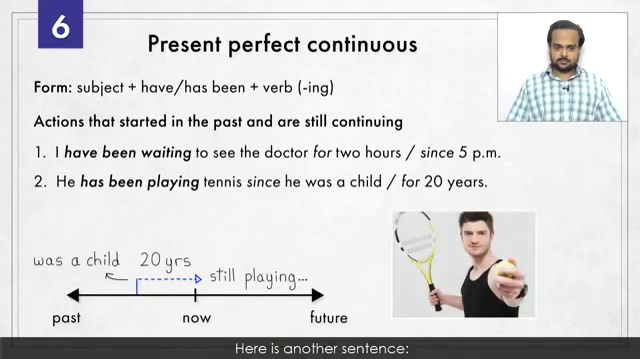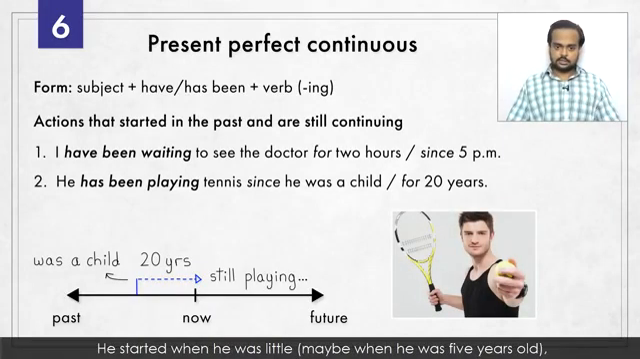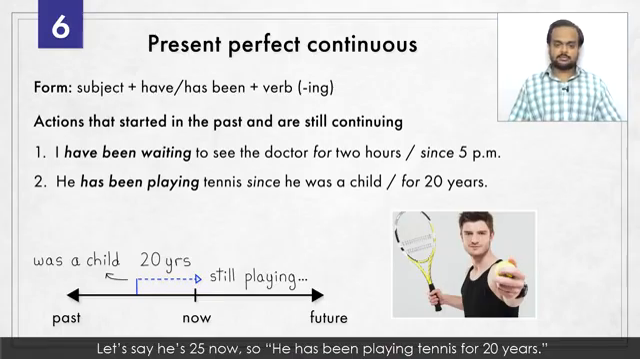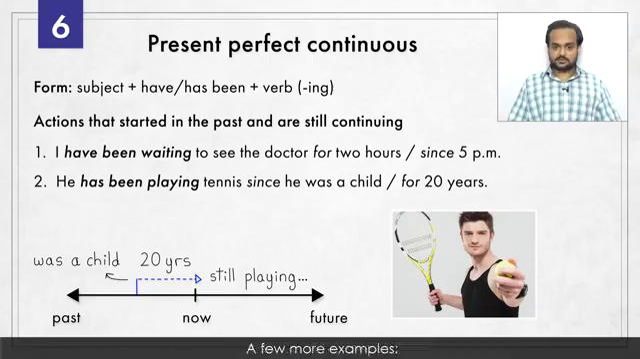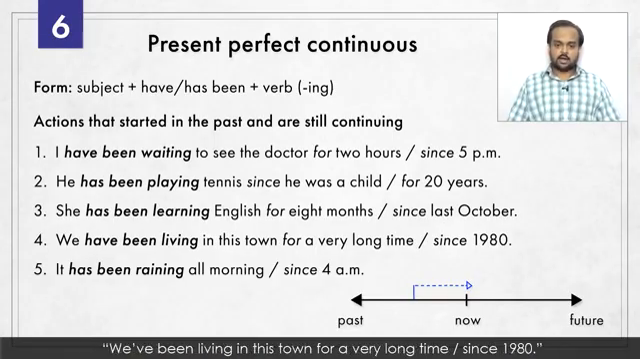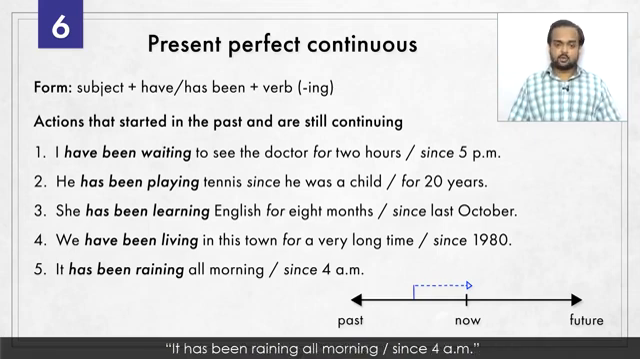Here's another sentence. He has been playing tennis since he was a child. He started when he was little, maybe when he was 5 years old, and he still plays tennis. Let's say he's 25 now, so he's been playing tennis for 20 years. A few more examples. She has been learning English for 8 months or since last October. We've been living in this town for a very long time or since 1980. It has been raining all morning or since 4 a.m.